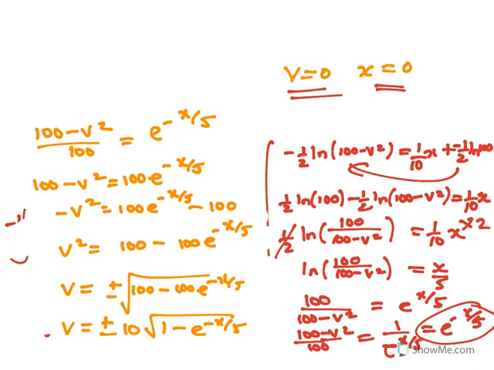Sometimes with these questions, just note they like to ask for the limiting velocity. So you make x go to infinity, that will go to 0, and it'll be plus or minus 10.